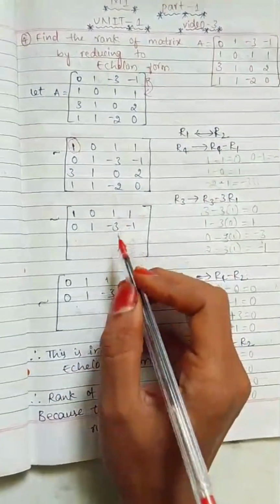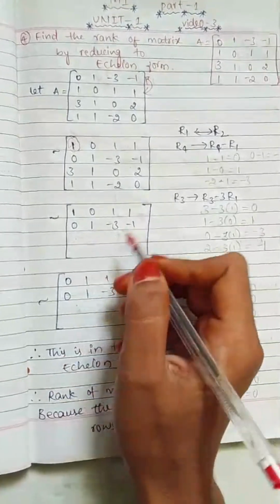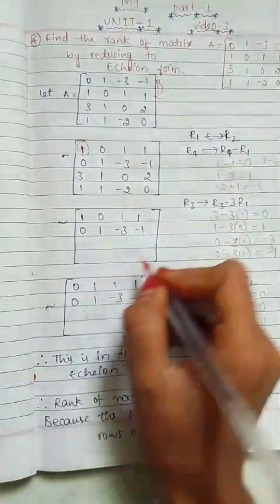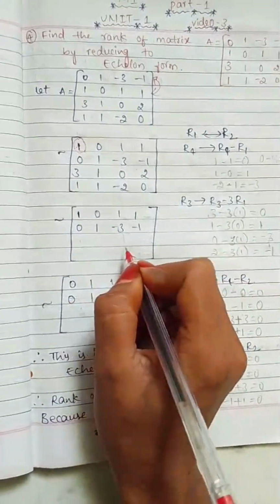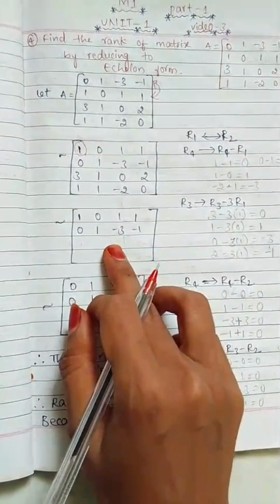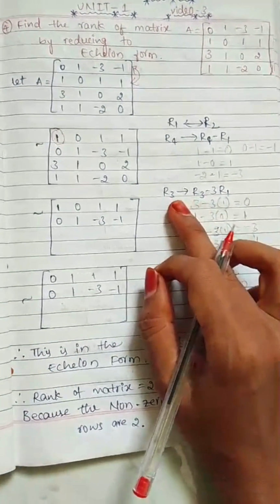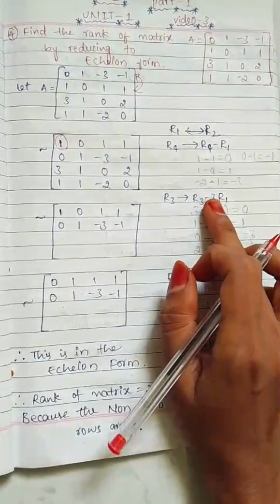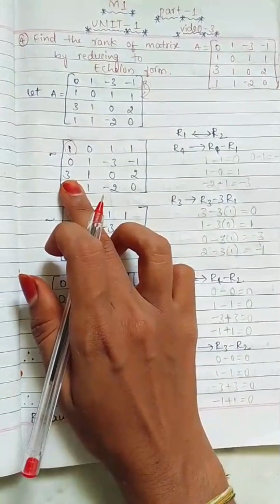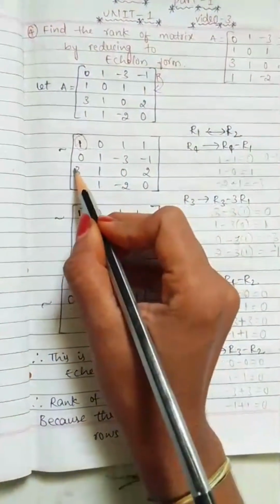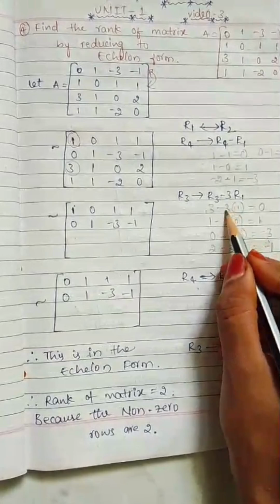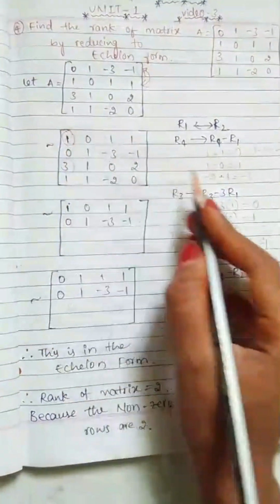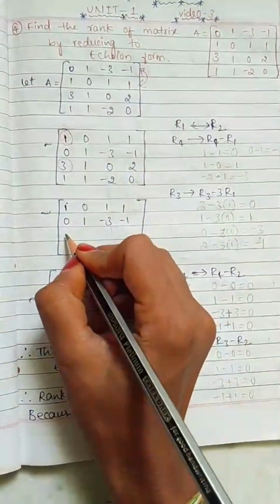Then we have to reduce it as much as possible. We have to make all these rows 0. How to make it? Just R3 and R4, try with those two. For R3, we take R3 minus 3 into R1. What is R3 here? 3. 3 minus 3 into R1, which is 1, that will be 0. Just write it 0.